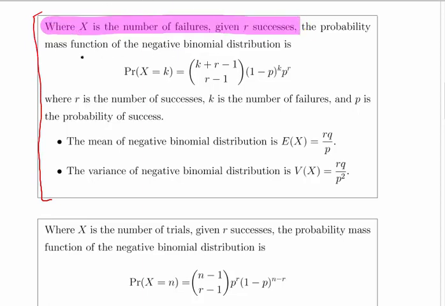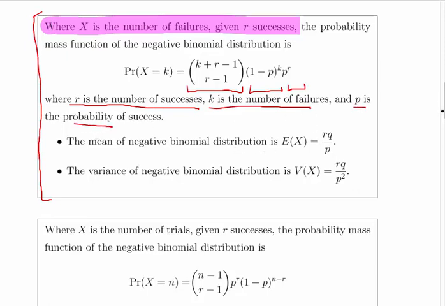Perfect. Okay, the probability mass function is given as follows. We'll come back to that shortly. There's a binomial coefficient of k plus r minus 1, choose r minus 1, times 1 minus p to the power of k, and then p to the power of r. R is the number of successes. In this case, it's 4. K is the number of failures, which is what we're going to be asking in the question. And p is the probability of a success.